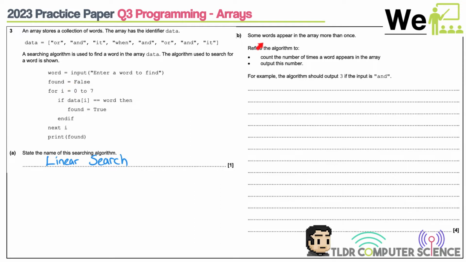Now it's saying we're going to refine the algorithm so that instead of just saying is it there or not there, it's going to count the number of times a word appears. So for instance, if we put in the word and, it would want to go along, and every time it finds it, it's going to increase some kind of variable that's going to keep track of it as it goes along, okay? So let's think about what we need to do.